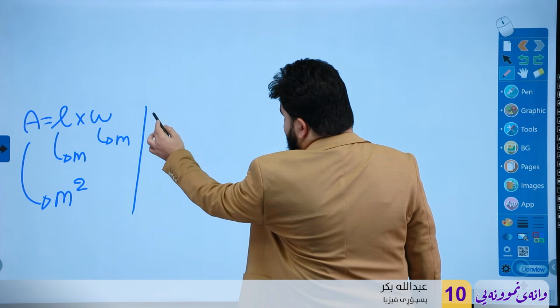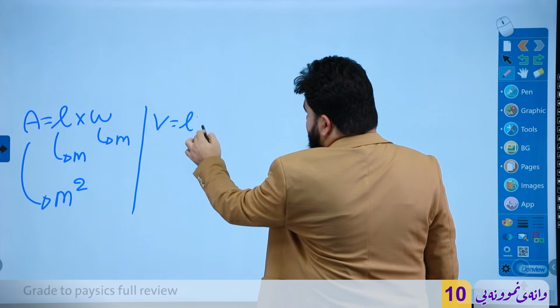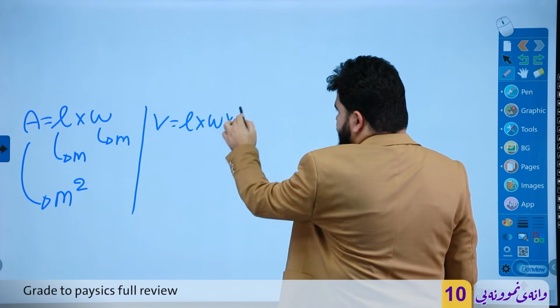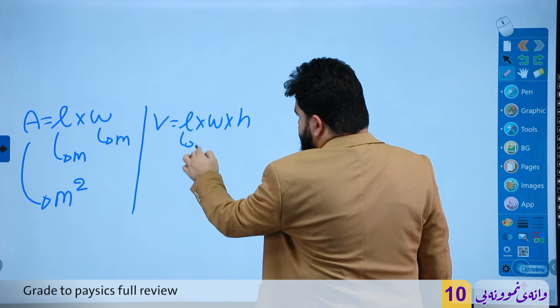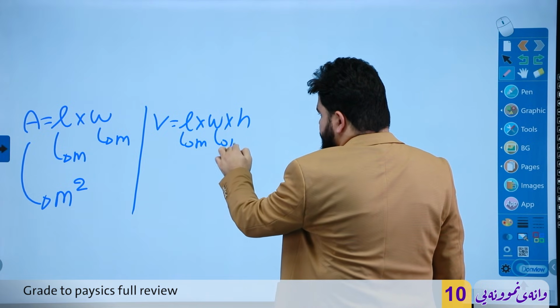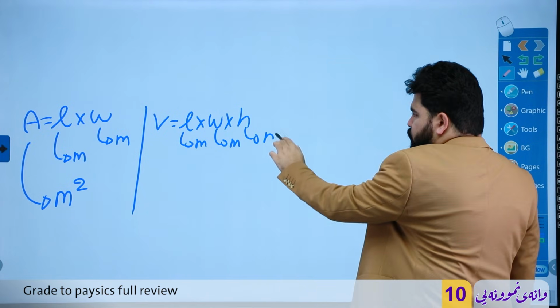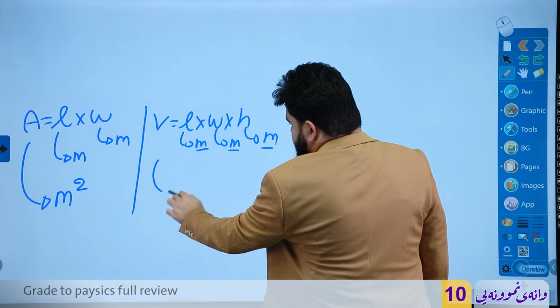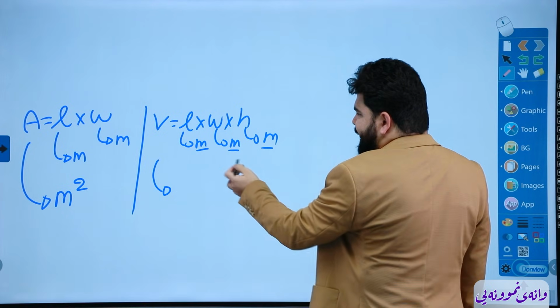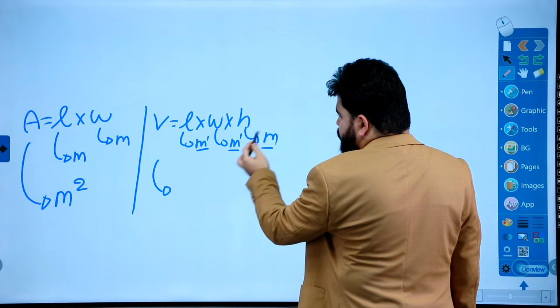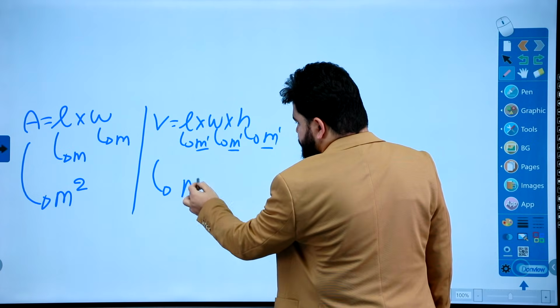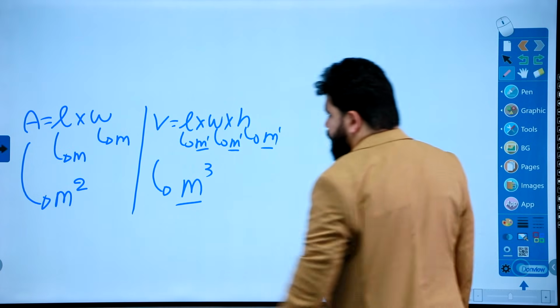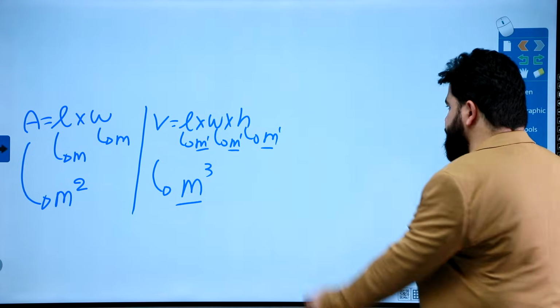Let's take, for example, volume. You know, volume is length, width, and height. Length is measured in meter, width is also measured in meter, and height is also measured in meter. So I have 3 meters. Multiply them and add the powers together. 1, 2, 3. So meter cubed. The unit of volume is meter cubed.